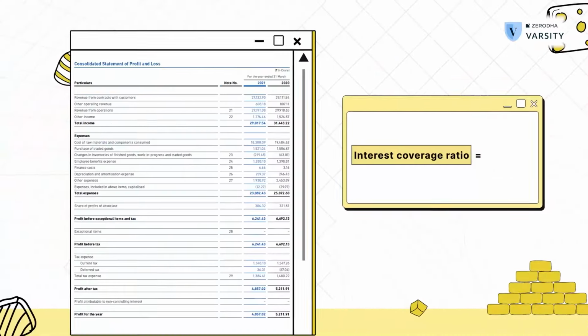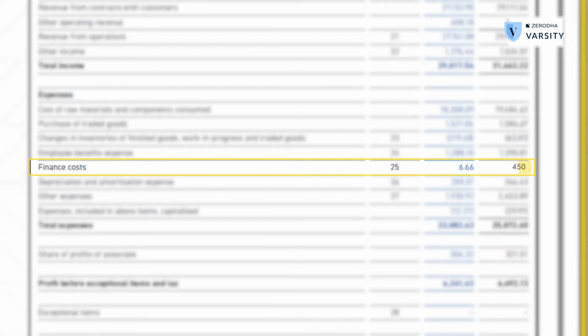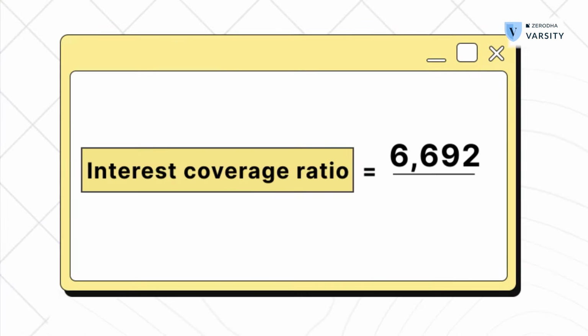Let's go ahead and calculate this for Bajaj Auto. As you can see, Bajaj Auto has a very small finance cost. That's because Bajaj Auto does not have any long-term or short-term borrowings. Now let me change this and assume, instead of 3 crores, Bajaj Auto has an interest obligation of 450 crores. If this were the case, then the interest coverage ratio for Bajaj Auto would be the EBITDA number divided by the interest obligation, or the finance cost of the company, which I've assumed as 450 crores.